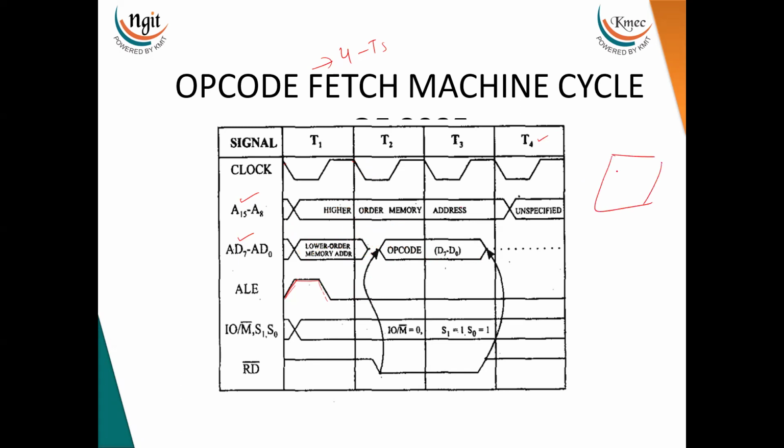Now, once the memory location is selected, the read signal is applied. The processor will place the read control signal. Thereby, whatever opcode is placed in the selected memory location is now placed on the data bus. Here the opcode is placed on the data bus.